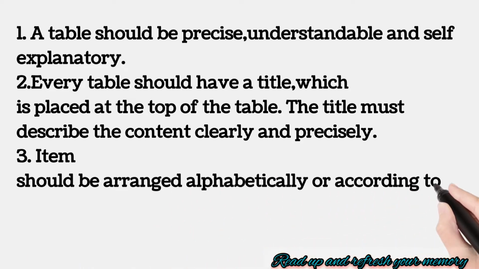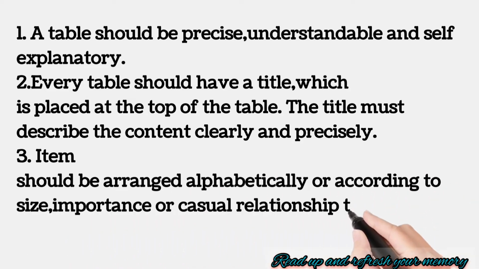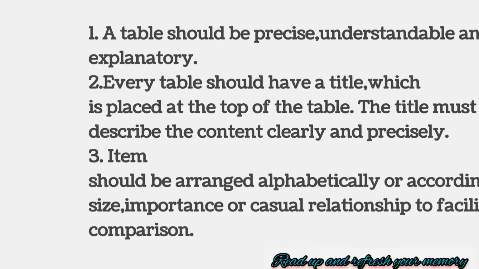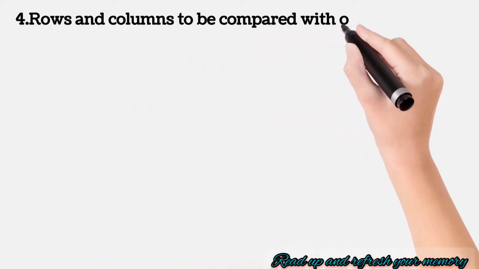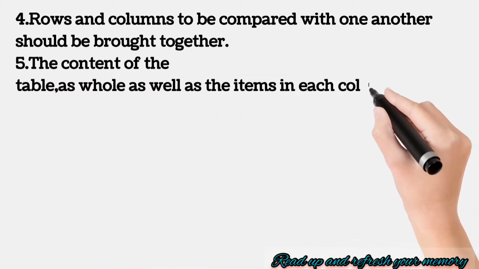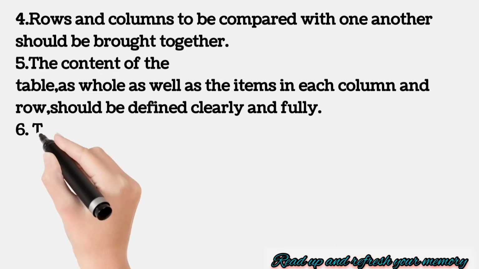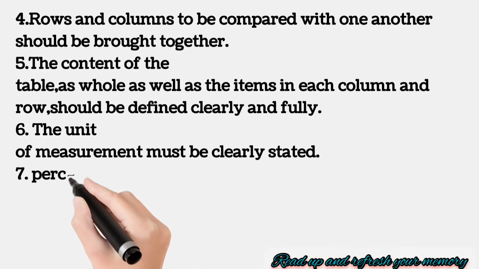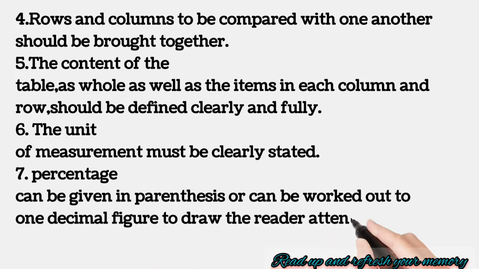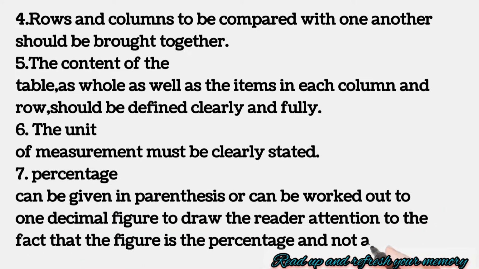Second one, every table should have a title, which is placed at the top of the table. The title must describe the content clearly and precisely. Third one, items should be arranged alphabetically or according to size, importance or causal relationships. Fourth one, rows and columns to be compared with one another. Fifth one, the item in each column and row should be defined clearly and fully. Sixth one, the unit of measurement must be clearly stated. Seventh one, percentage can be given in parenthesis.